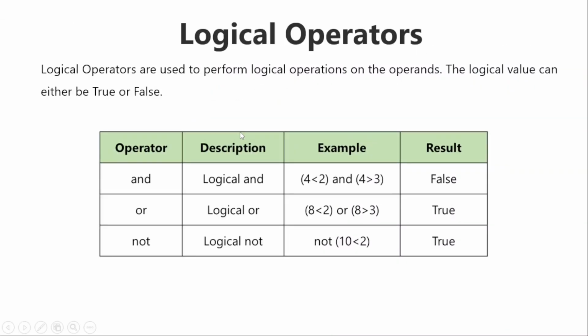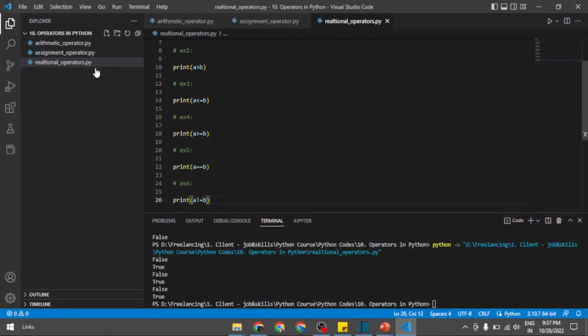Now let us move on to logical operators. Logical operators are used to perform logical operations on the operands. The logical value can either be true or false. The comparison and logical operators are most probably used in conditional statements. We will be discussing those in our upcoming session. In conditional statements, these two things are commonly used. Now let us work on logical operators.